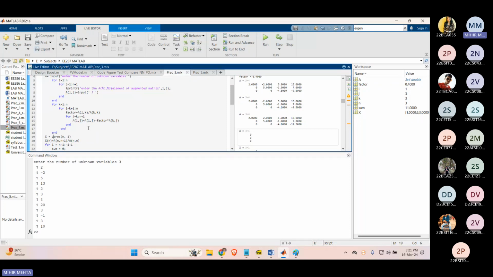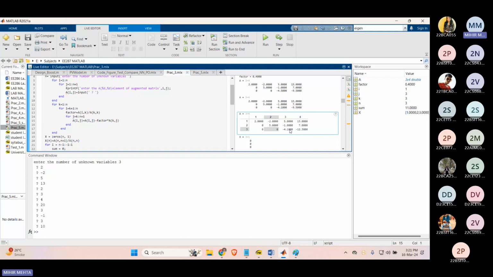What I'm doing is I'm first placing the value of x3, then I'll place the value of x2 and then I'll place the value of x1. So I'm going in the reverse order. And why am I going in the reverse order? Because I initially cannot find out the value of x1 from this last row of matrix A. I can find out the value of x3 from here.